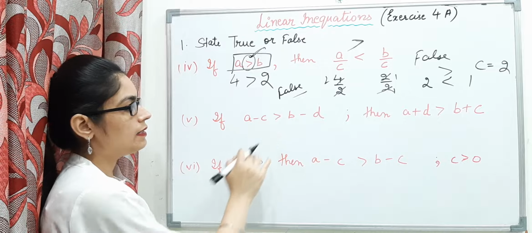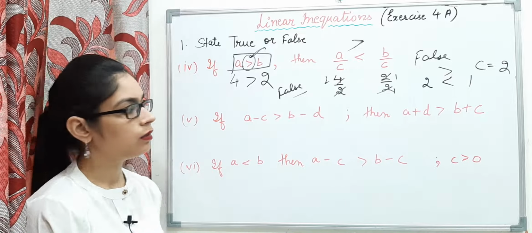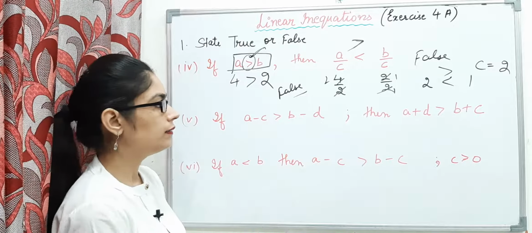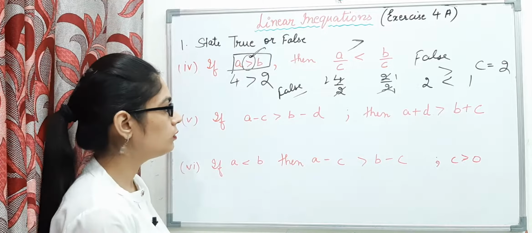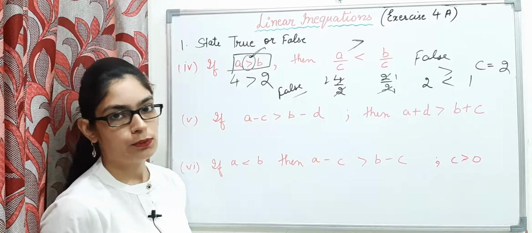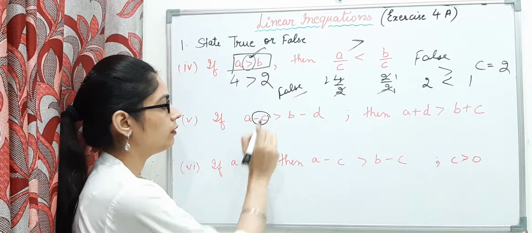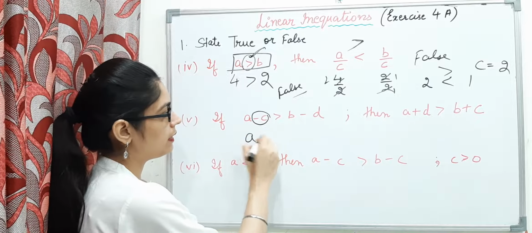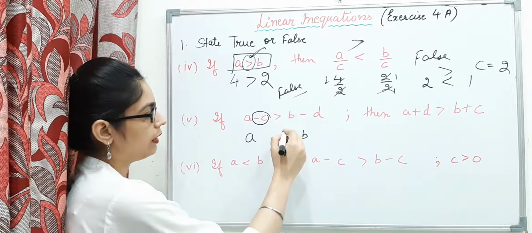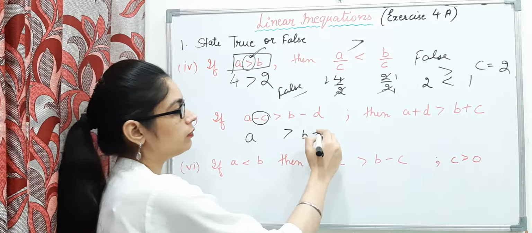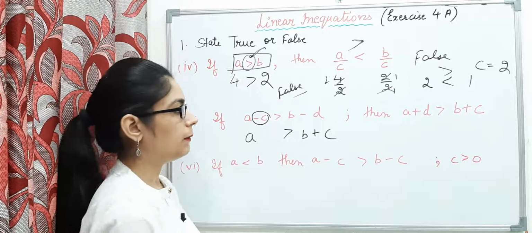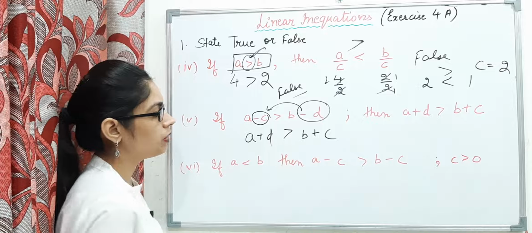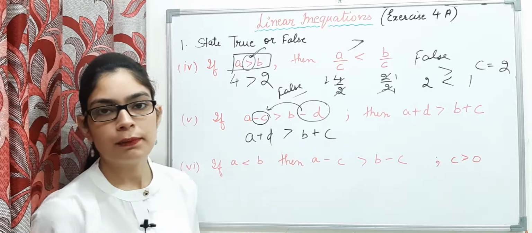If A minus C is greater than B minus D, then A plus D is greater than B plus C. So the first rule and second rule here they have applied. The first rule we can say is just rearrangement of terms they have done. This negative number they have shifted to the other side. A and B they have kept on the same side. So minus C they have shifted to the other side, it changed to plus C. Minus D they have shifted to this side, it changed to plus D. So A plus D is greater than B plus C.